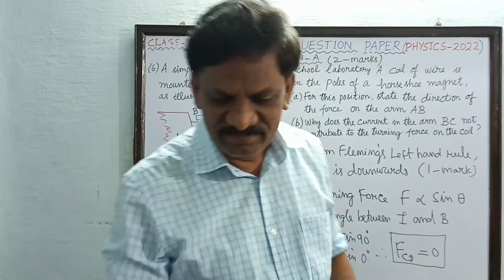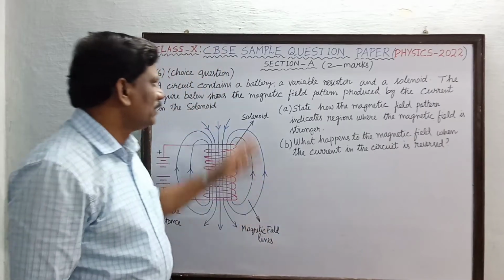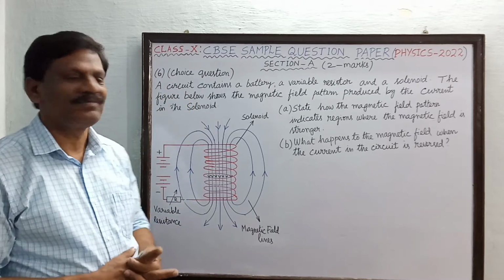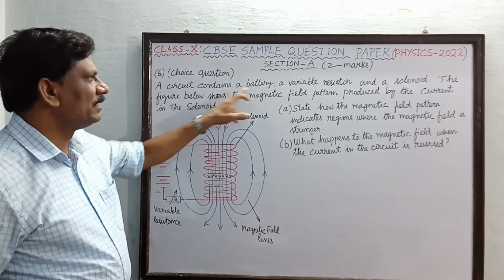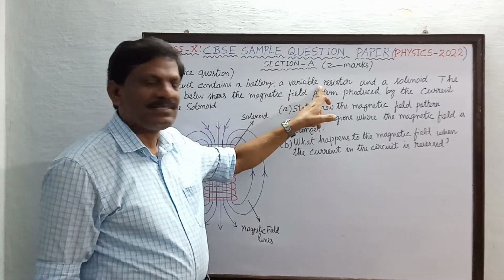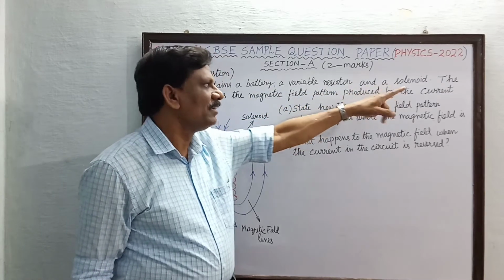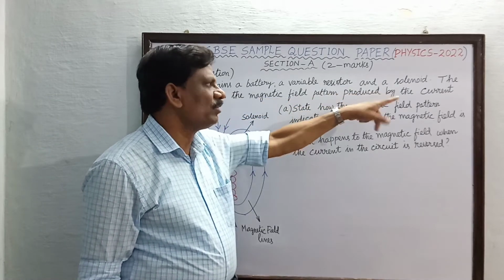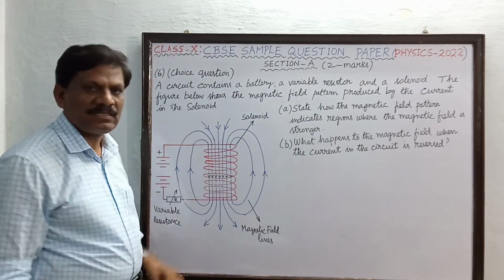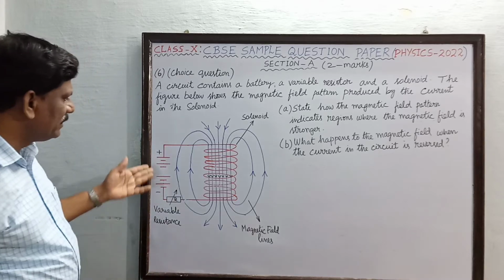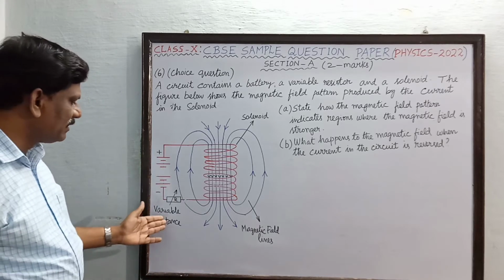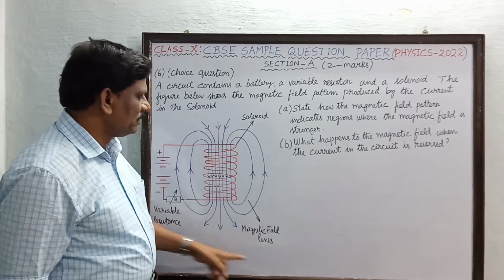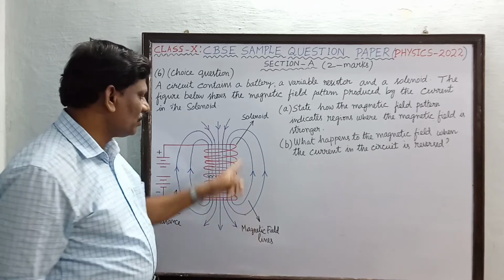Fine. Hi students, now we are going to discuss the choice question for question number 6. A circuit contains a battery, a variable resistor and a solenoid. The figure below shows the magnetic field pattern produced by the current in the solenoid. So you can see here there is a battery, this is a variable resistance and this is a solenoid. These are the magnetic field lines around the solenoid.